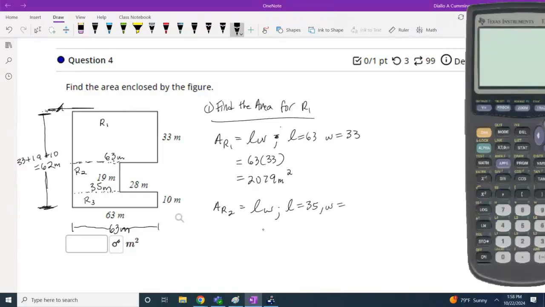The width is equal to 28. Or excuse me, the width is equal to 19, because I'm dealing with this area. So we have 35 and 19. If we multiply 35 times 19, we get 665 square meters.